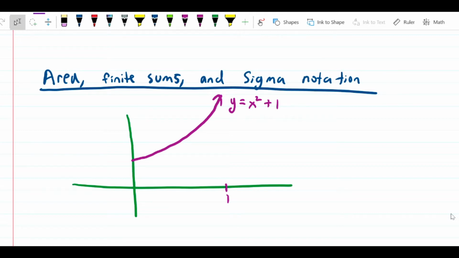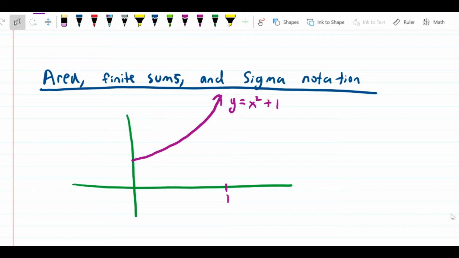But basically it's been these two concepts, and what we're doing now is going to feel very much like shifting gears. We're going to be talking about area, and in a couple of sections you're going to see that there's a very close connection between area and derivatives. But for now, we're just going to be talking about area.